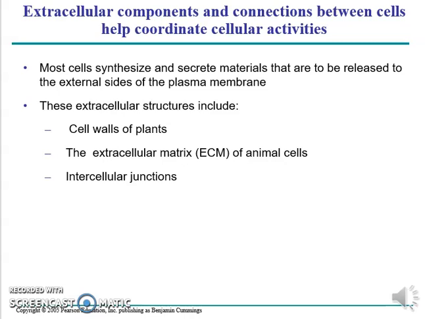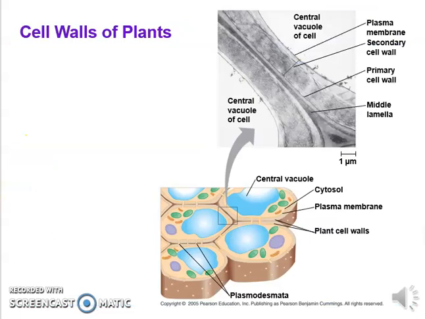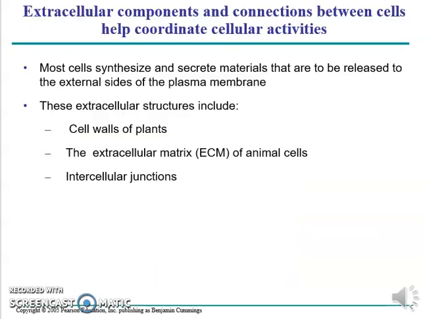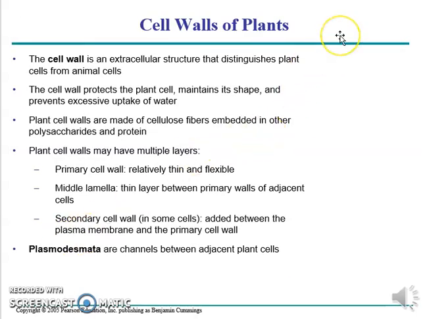So these extracellular structures, the ones that we're talking about here, include the cell walls of plants, the extracellular matrix or the ECM of animal cells, and also intercellular junctions, which we're going to be talking about, that hold cells together. So, whoops, did I go too fast? Yep, I sure did. Okay, so cell walls of plants, let's start there.